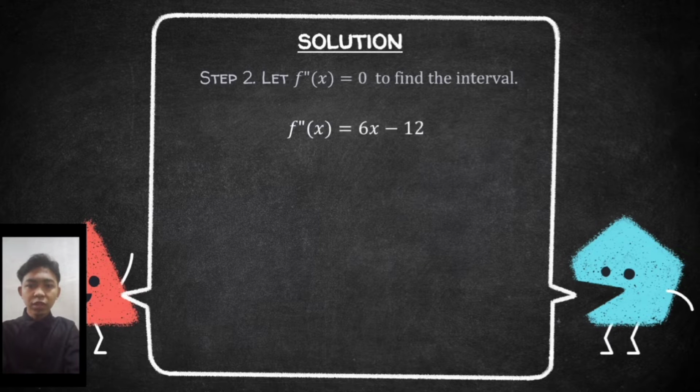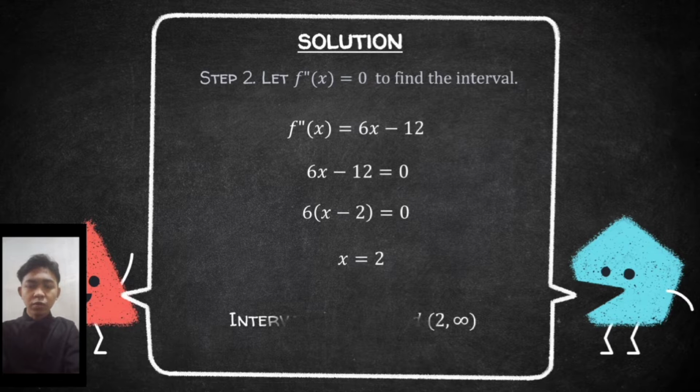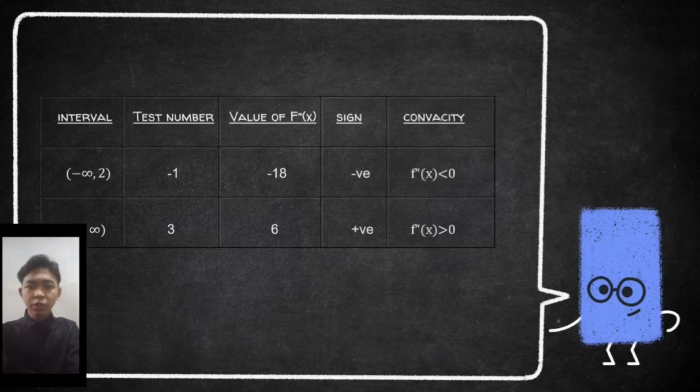So let 6x minus 12 equal to 0 and we will get x equal to 2. Therefore, the intervals are negative infinity to 2 and 2 to positive infinity. Step 3, we need to identify where it's concave upward or downward by testing the number in each interval. To test it, we can use any number.